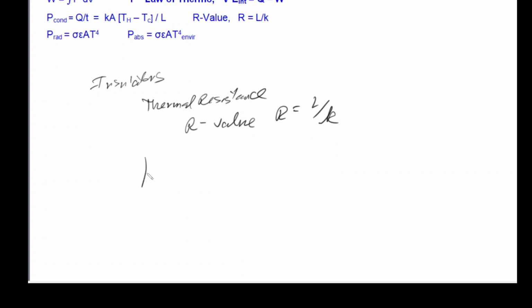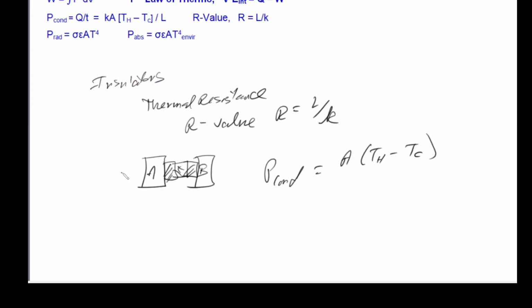Now, if you have a number of insulators between two bodies, you can still measure the total conductivity between A and B as A times the hot and the cold temperature, if this is hot and this is cold, divided by the sum of the resistance. You just add up the sum of L over K for each insulator between the bodies.